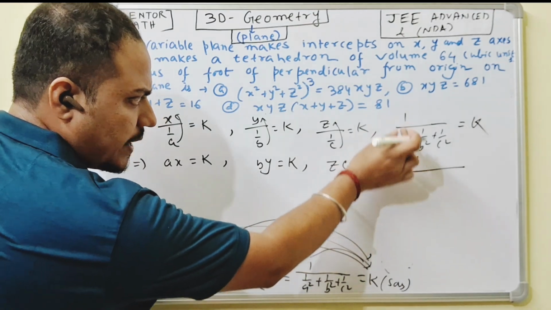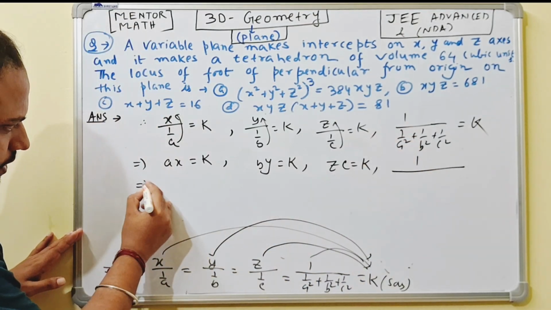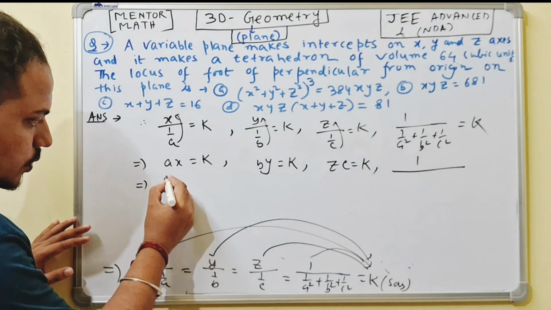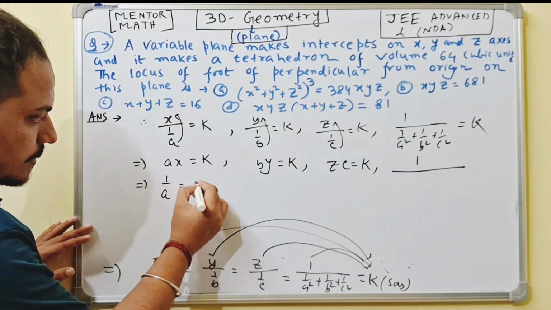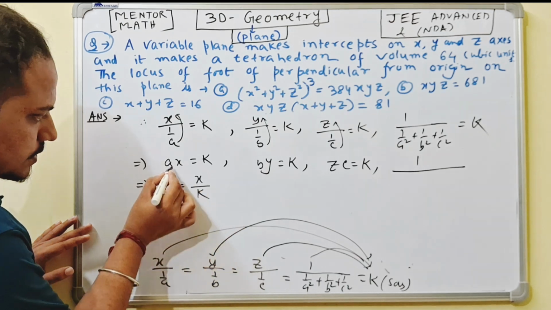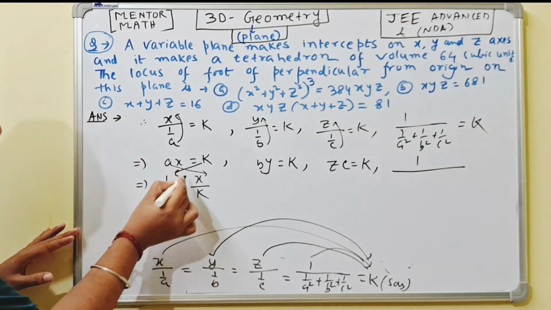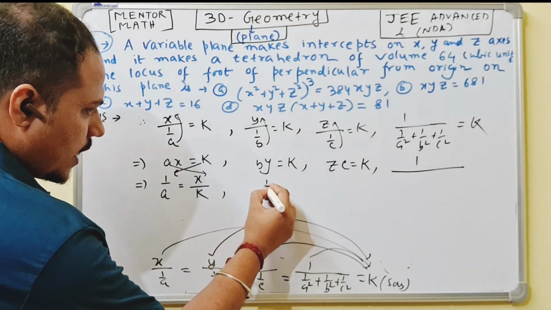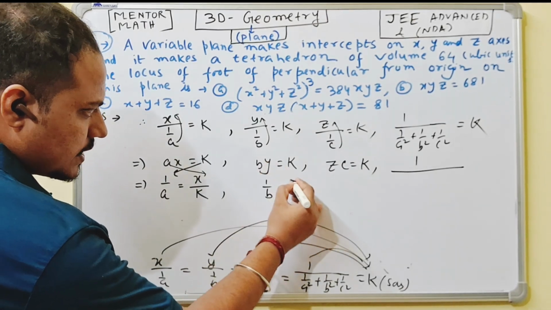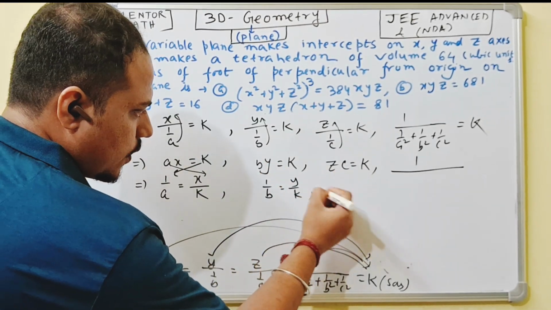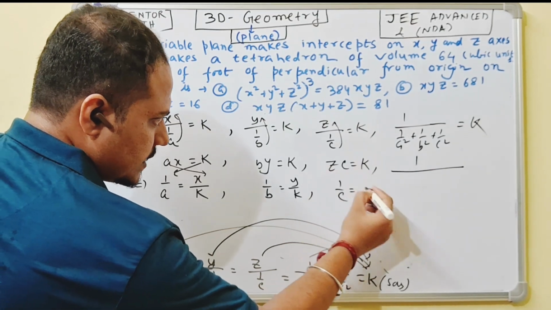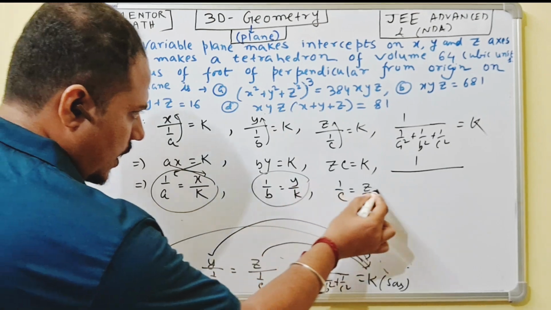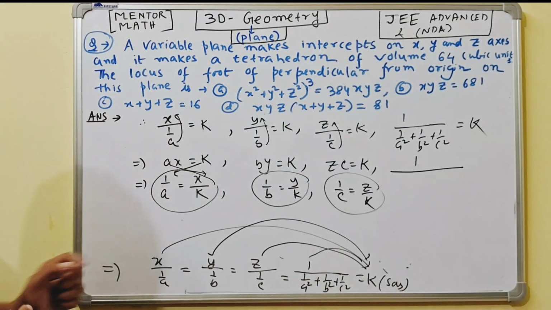Our requirement is 1 by a also. So from that expression you can find 1 by a. So look at this 1 by a. 1 by a means x by k. Just put a this side and k this side. So 1 by a is equal to x by k. Similarly 1 by b is equal to y by k. Similarly 1 by c is equal to z by k.